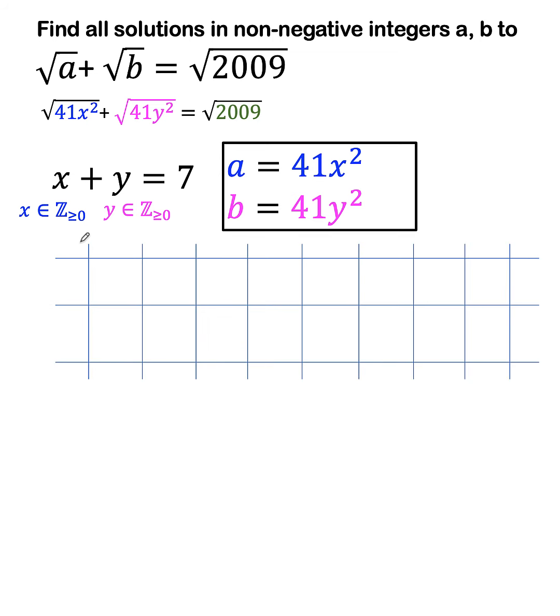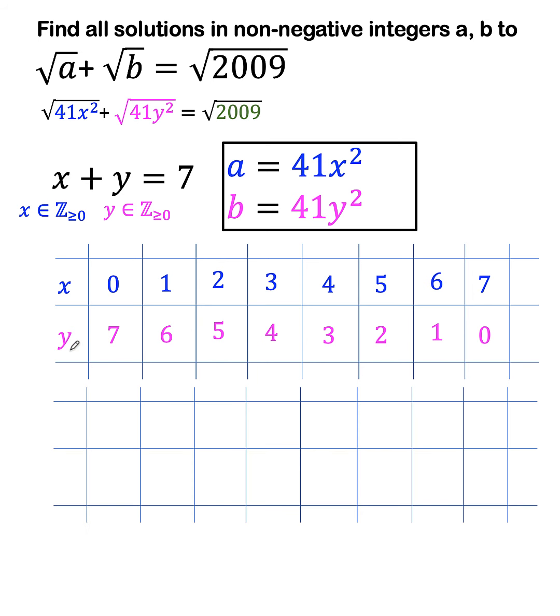So we can now form this table. We assign values for x and y subject to this condition. If x is 0, y must be 7 so that x plus y equals 7. If x is 1, y must be 6. Again, the sum is 7. And the same explanation for the rest of these pairs. Now, we have the values for x and y, and we know that a is equal to 41x squared, and b is equal to 41y squared. So given this set of ordered pairs, it's just a matter of substitution.